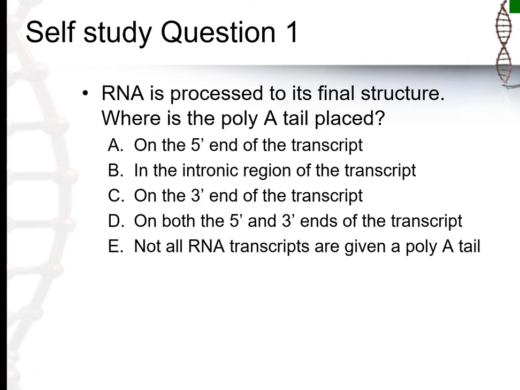So, study question. RNA is processed to its final structure. Where is the poly-A tail placed? On the 5' end of the transcript? In the intronic region? The 3' end? Both 5' and 3'? Or not all RNA transcripts are given a poly-A tail? And the correct answer is C.